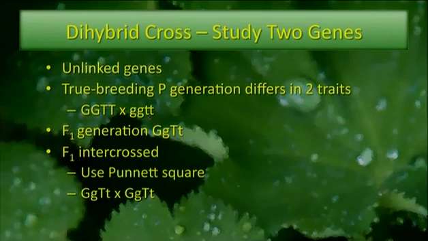So here it would be big G, little g, big T, little t, crossed with big G, little g, big T, little t, okay? So the gametes that are produced, okay, from both of them, would be big G, big T, big G, little t, little g, big T, and little g, little t. Okay, you'll see it come up on the next slide here.